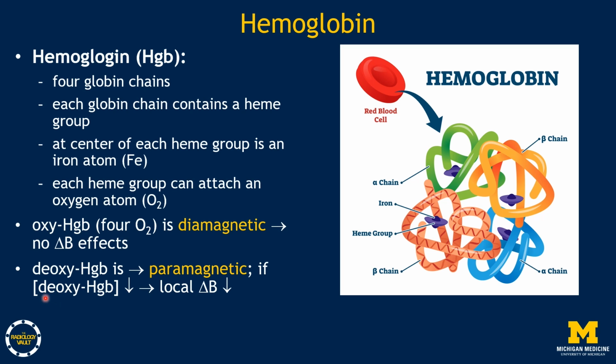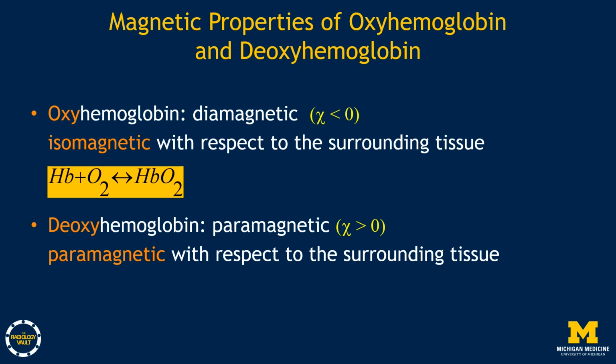So if there is a deoxyhemoglobin molecule in that particular part of the brain, then the local delta B will go down. Now, let's understand a little in detail what we mean by that. Oxyhemoglobin is isomagnetic with respect to the surrounding tissue, and the Chi is less than 0. So this is the little equation. When hemoglobin goes in the lungs, combines with oxygen, it becomes oxyhemoglobin, which is isomagnetic. So it is kind of bright. While deoxyhemoglobin is paramagnetic, where Chi is more than 0, and with respect to surrounding tissue, it will appear a little darker.